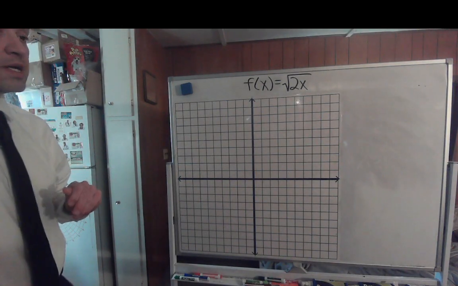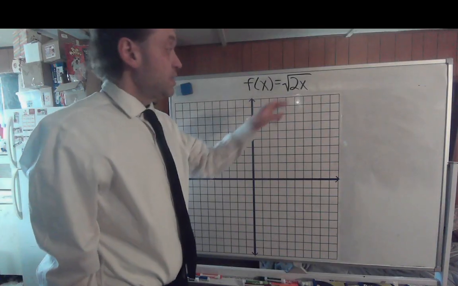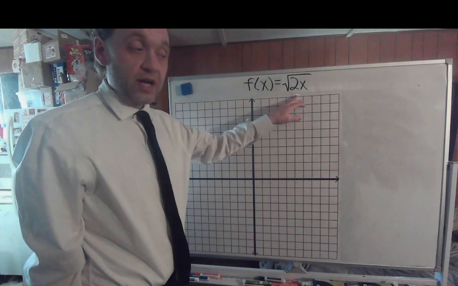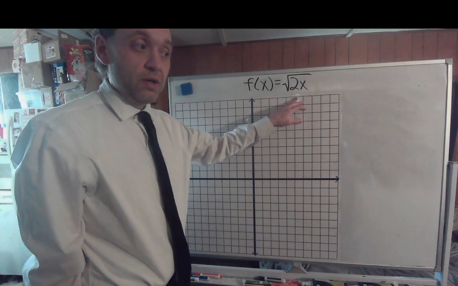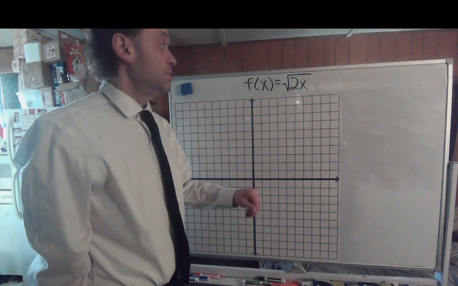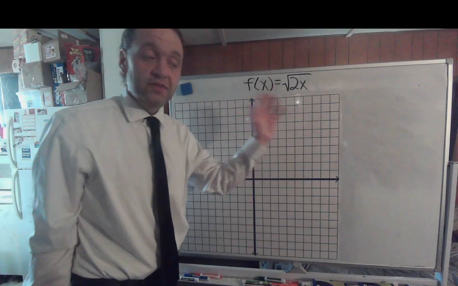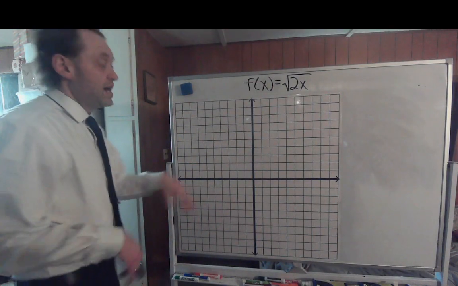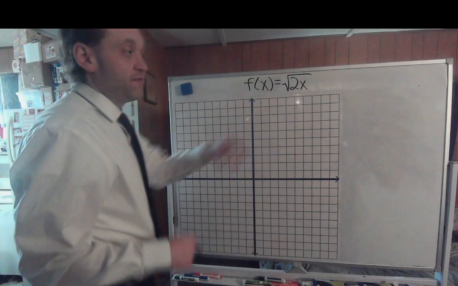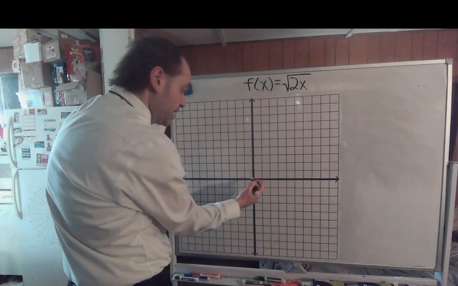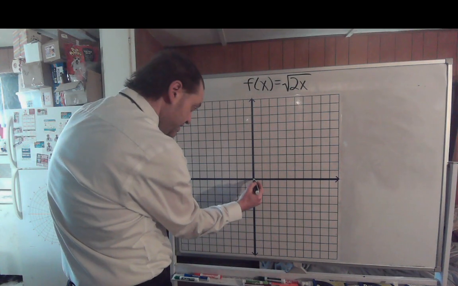So if I set 2x greater than or equal to 0, that would mean x still is greater than or equal to 0, right? And my starting point would still be at (0, 0), because there's no shift of any sort. I've just stretched it by a factor of square root of 2. So if I put in 0, what do I get? I get 0.